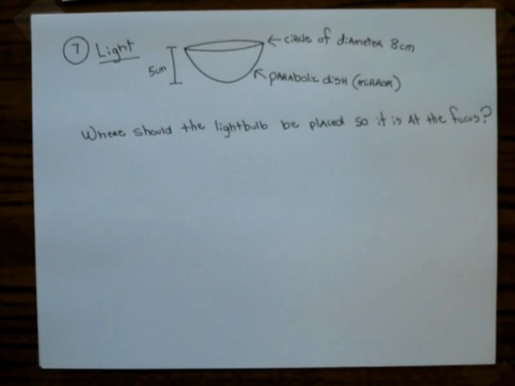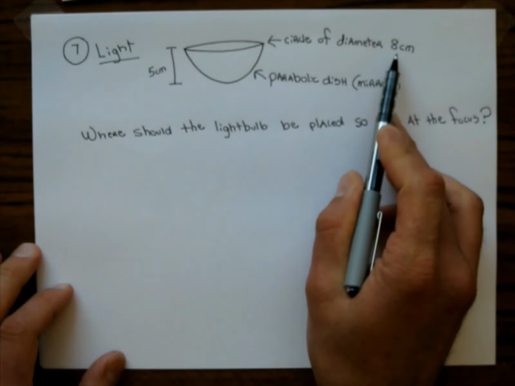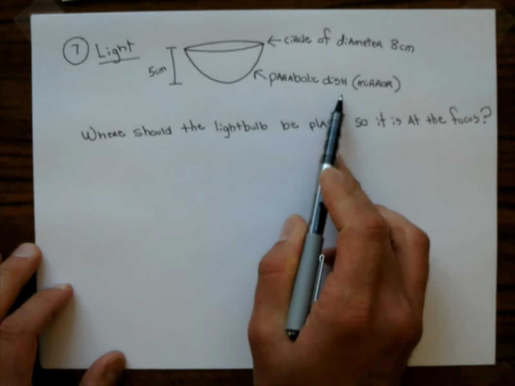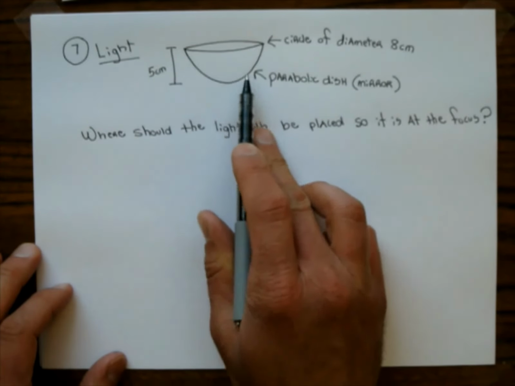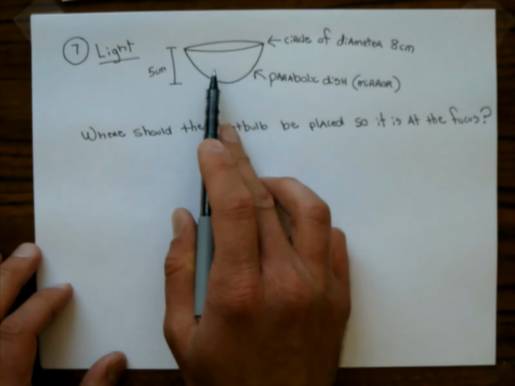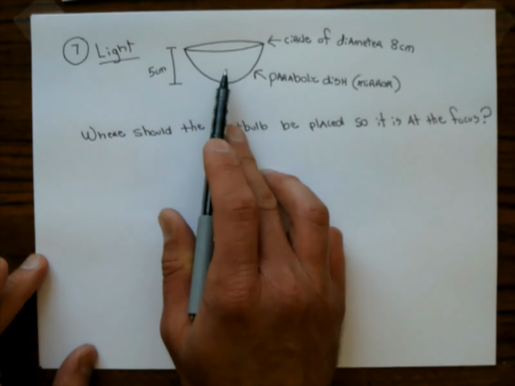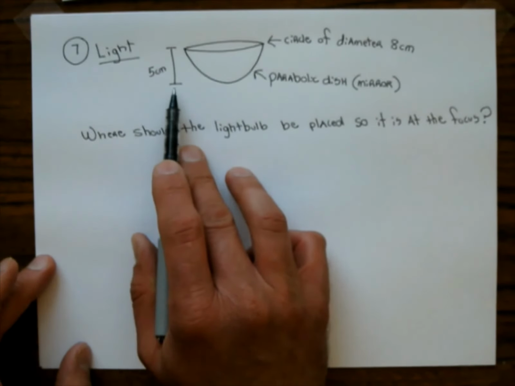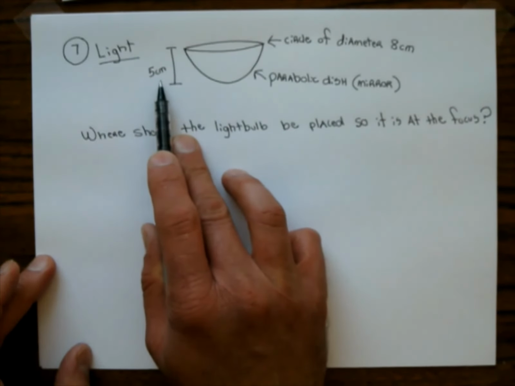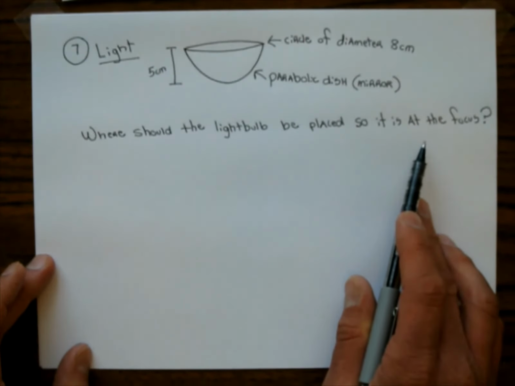And the application problem has a light. So we have a circle of diameter 8 centimeters, and we have a parabolic dish. It's like taking a parabola and rotating it. You may have seen things like this on the roof of your house, or a satellite dish or something in a flashlight. And then this length right here is 5 centimeters. Where should the light bulb be placed so that it is at the focus?